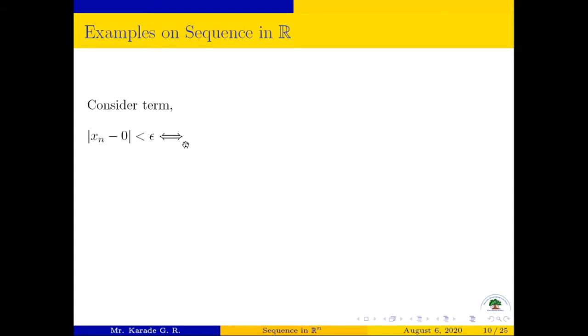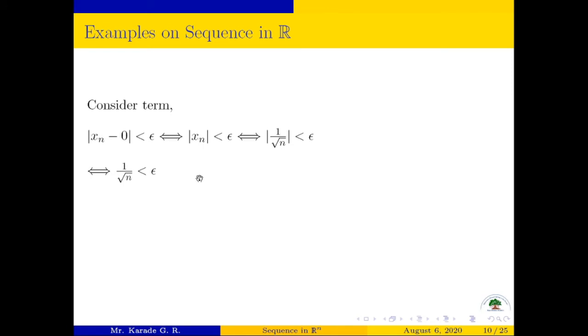Therefore, this is implied and implied by mod of xn is less than epsilon. But what is xn? xn is 1 upon root n. Therefore, it is mod of 1 upon root n is less than epsilon. But this is implied and implied by, as you see here, 1 upon root n is always a positive number. Therefore, mod of a positive number is that number itself. Therefore, it is implied and implied by 1 upon root n is less than epsilon.